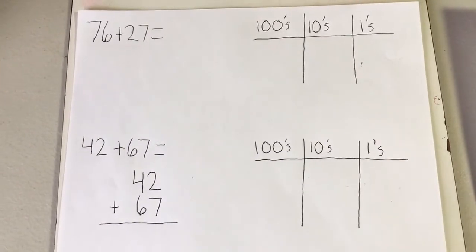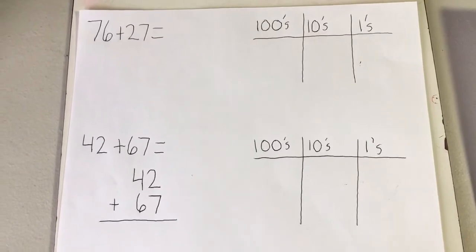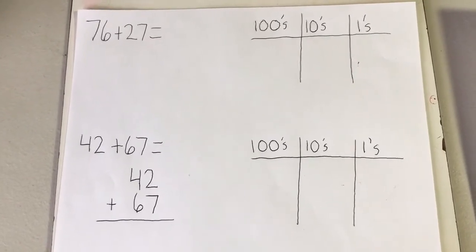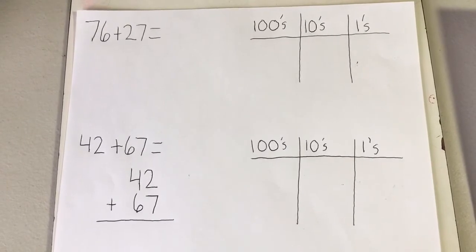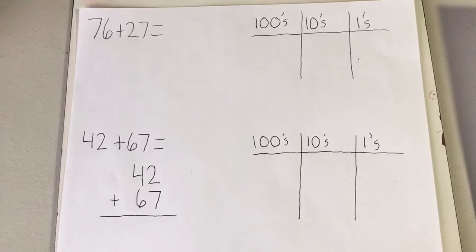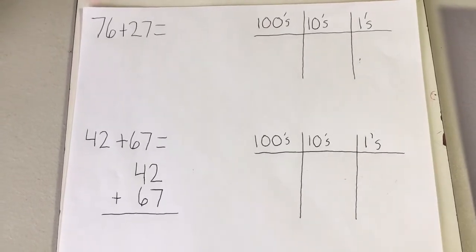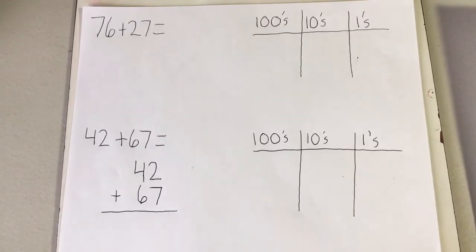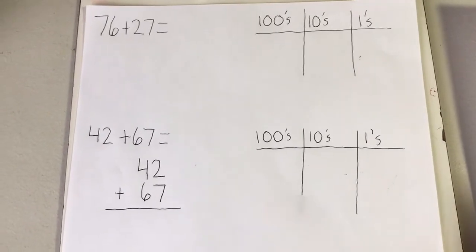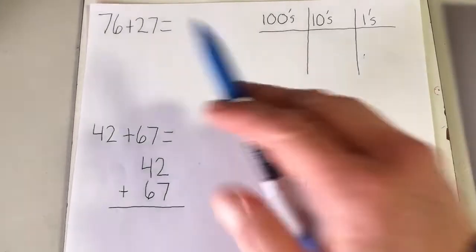Today we're going to practice adding two-digit numbers, but when you have to compose twice. So you might need to compose a 10 and you might need to compose 100. So let's find out how this works. We're going to do these two problems together, and then you're going to do one on your own, and check your work.